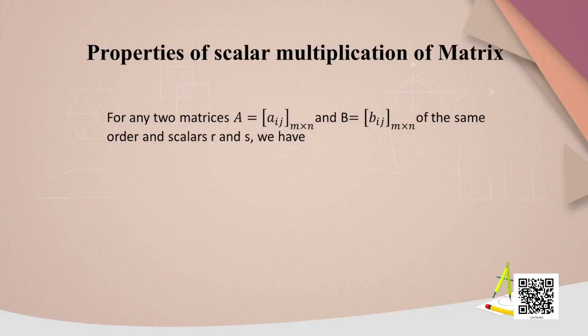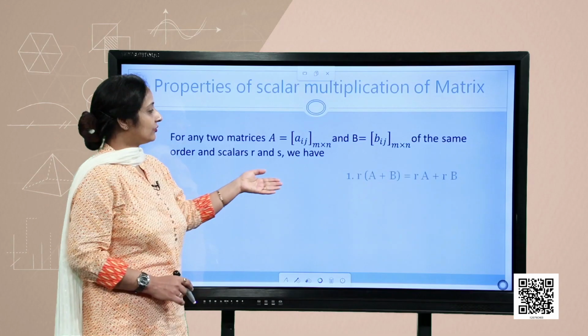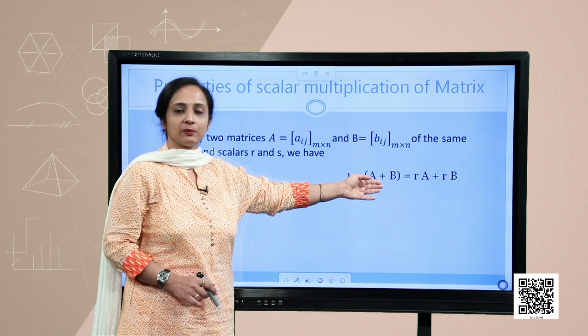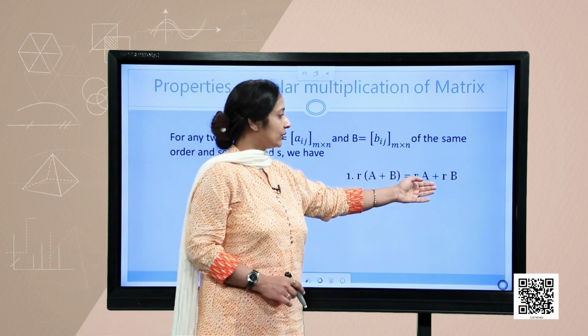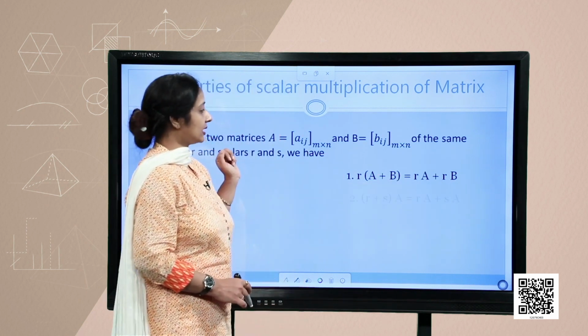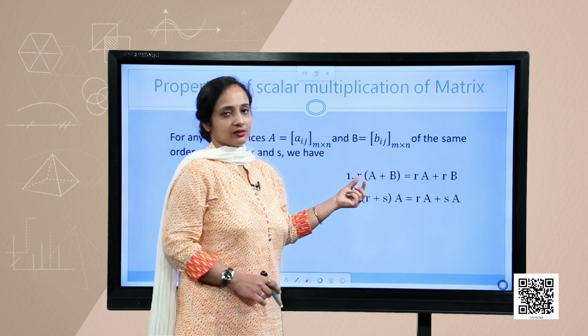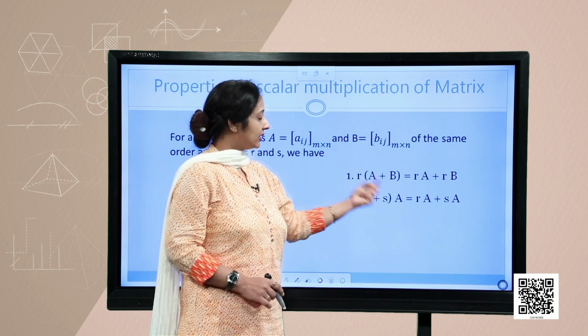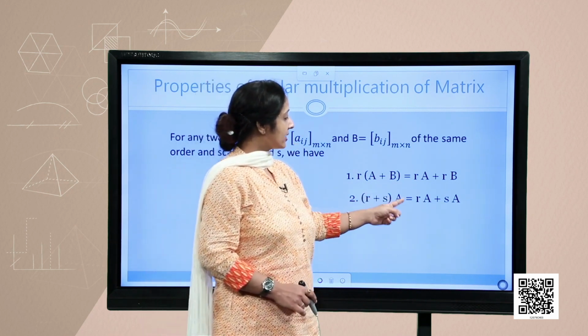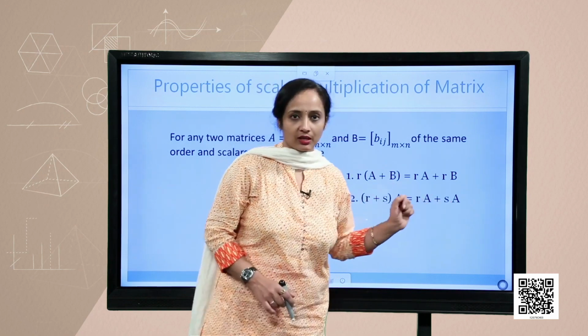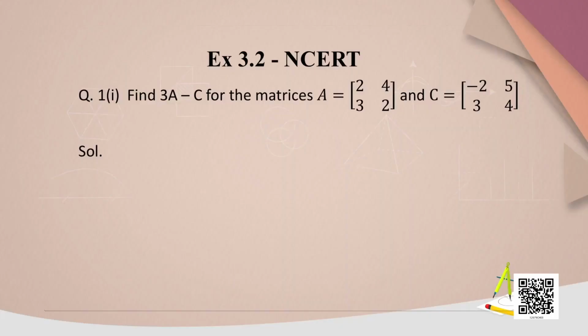Let us now do some properties on matrix multiplication with scalar quantity. For any two matrices A and B of the same order and scalars R and S, we have first property as R multiplied by A plus B is R into A plus R into B, and the second property says R plus S, when scalars have been added and multiplied with the matrix A, is R into A plus S into A. Now let us do one question of NCERT based on scalar multiplication.